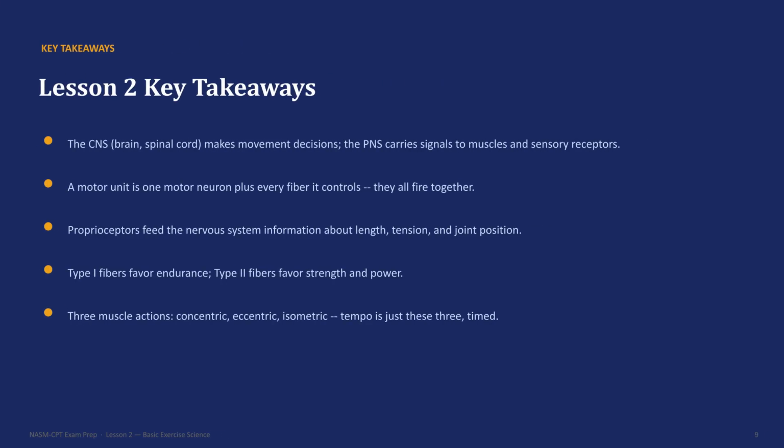Let's bring it all together. The CNS, brain and spinal cord, makes movement decisions. The PNS carries those signals to muscles and sensory receptors. A motor unit is one motor neuron plus every fiber it controls, and they all fire together. Proprioceptors feed the nervous system information about length, tension, and joint position. Type 1 fibers favor endurance. Type 2 fibers favor strength and power. And there are 3 muscle actions: concentric, eccentric, and isometric. Tempo is just these 3 timed.